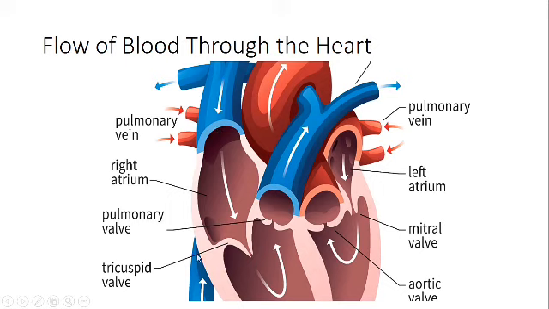Then blood coming from areas below the level of the heart drains into the inferior vena cava. Now a combination of the superior vena cava and blood coming from the inferior vena cava enters into the right atrium. Now when blood enters into the right atrium, it moves down through the tricuspid valve into the right ventricle.